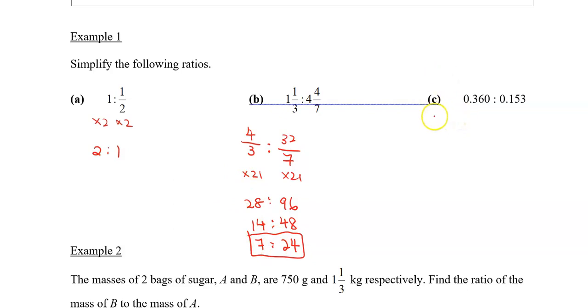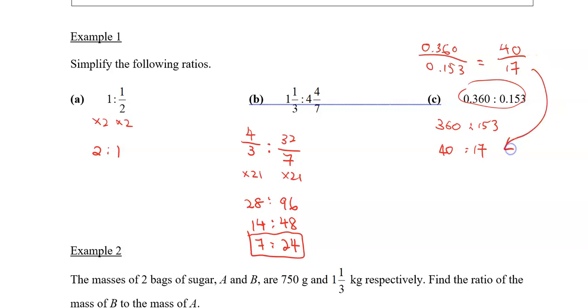Another example, we have a decimal ratio. If you want to simplify it, how do we do this? We can shift the decimal place and get 360 is to 153. Both numbers can be divided by 9, so I will get 40 is to 17. One way to get your answer very quickly is to punch it into your calculator, 0.360 over 0.153. Your calculator will give you the improper fraction 40 over 17, so you can express it as the simplified form of your ratio here.